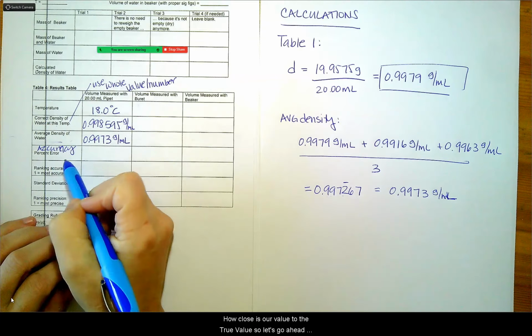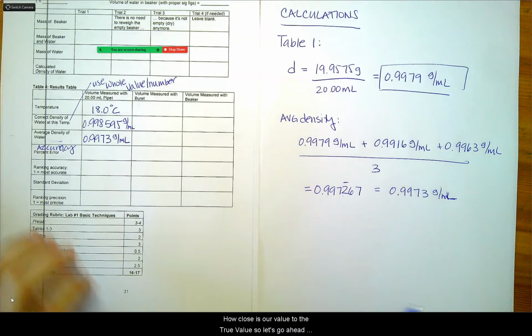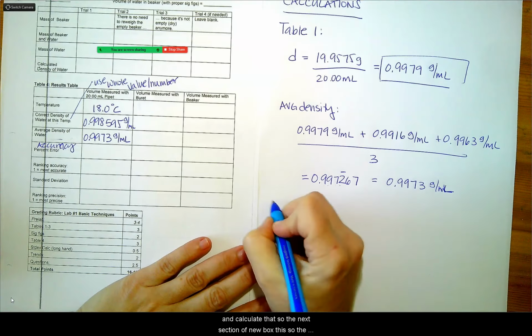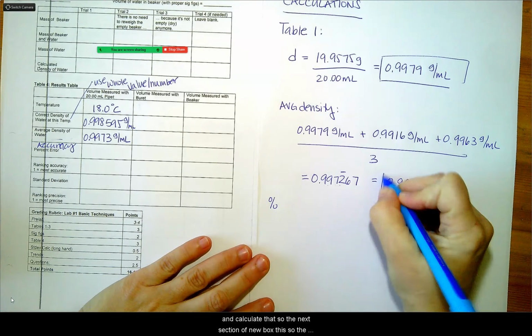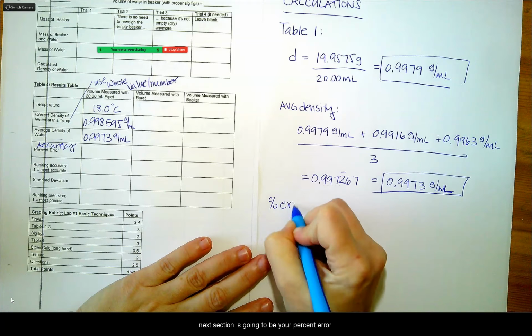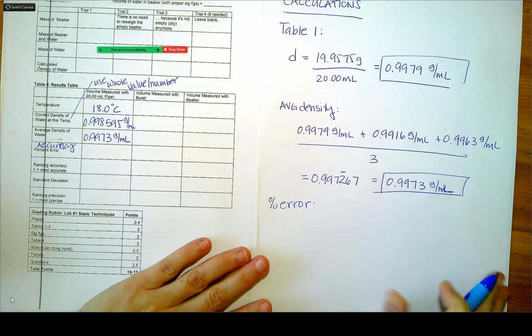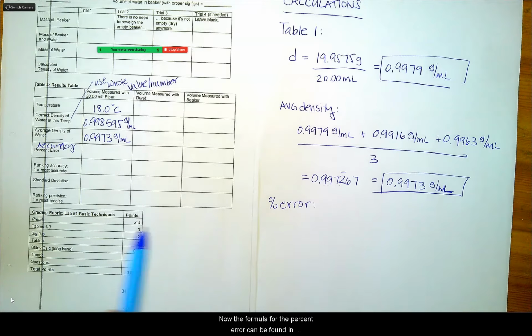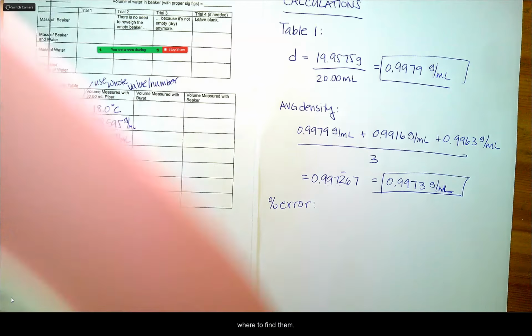Okay, so how close is our value to the true value? Let's go ahead and calculate that. The next section is going to be your percent error. The formula for the percent error can be found in the back of your lab manual, so I want to show everyone where to find that.